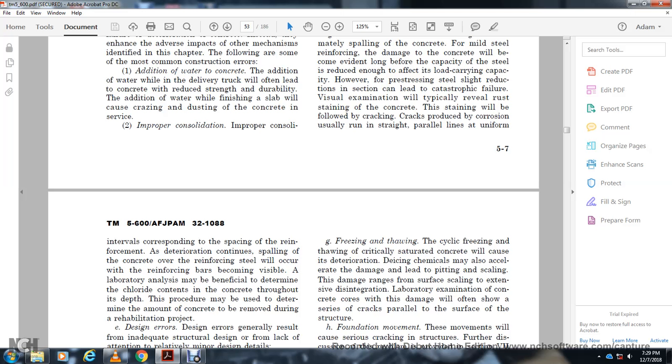Laboratory analysis may be beneficial to determine the chloride content of the concrete throughout its depth. This may be used to determine the extent of the deterioration and the amount of concrete to be removed during the rehabilitation project.